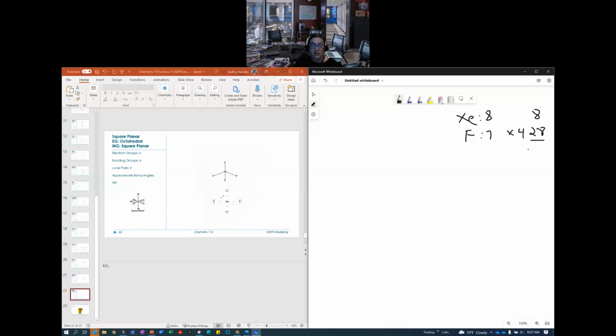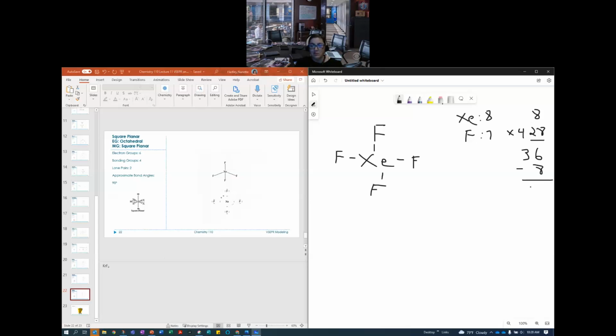That gives me 36 that I need to deal with in total. I'm going to put my Xe here. And just for kicks, I'm going to put my Fs around my cardinal points. One bond for each. So 2, 4, 6, 8.